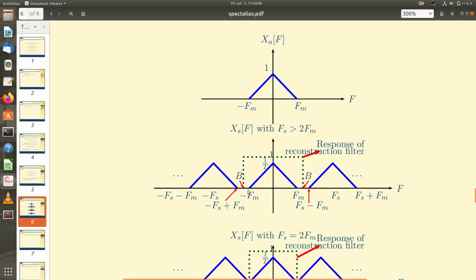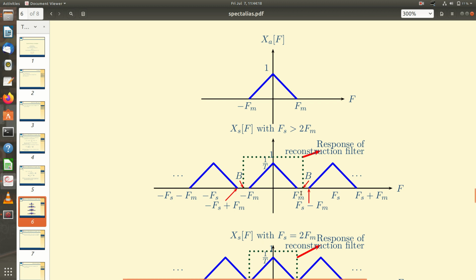Here you can see this is my original spectrum from minus Fm to Fm, and this is the next one coming here, and this Fs is 2Fm. So you can see that I can conveniently place a filter of bandwidth B here. I can place an ideal low pass filter whose impulse response is sin(2 pi Bt) by 2 pi Bt, a sinc function, which appears in the frequency domain as a rectangular signal spanning from minus B to plus B.